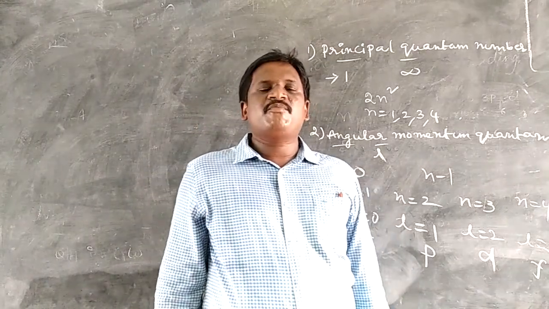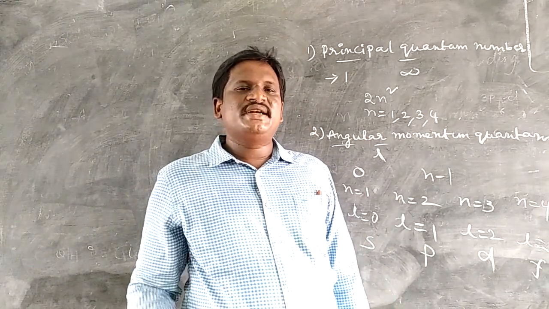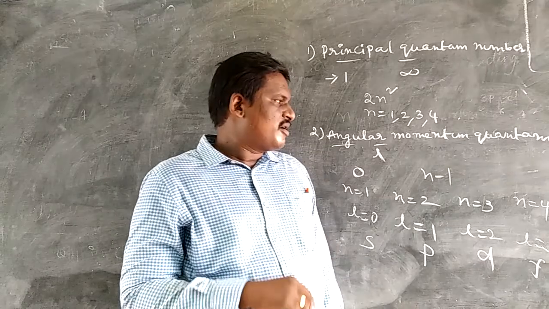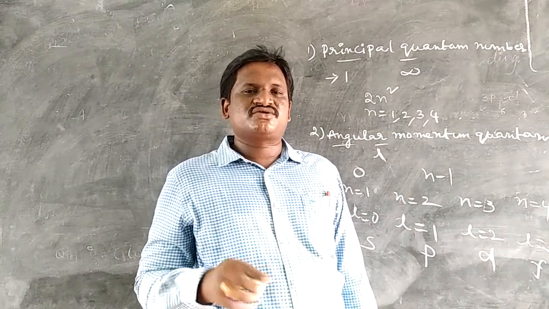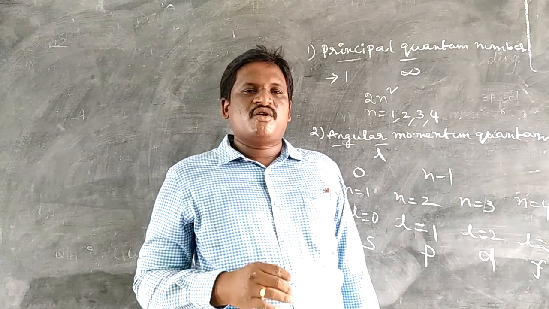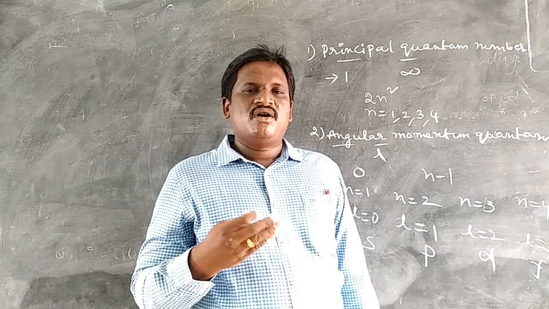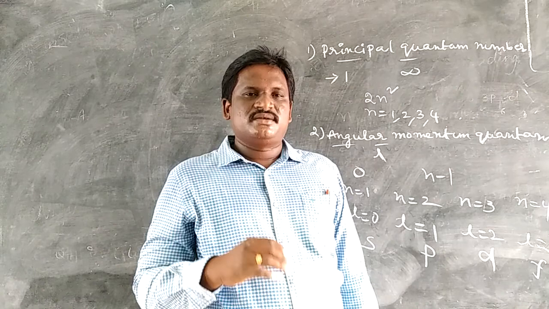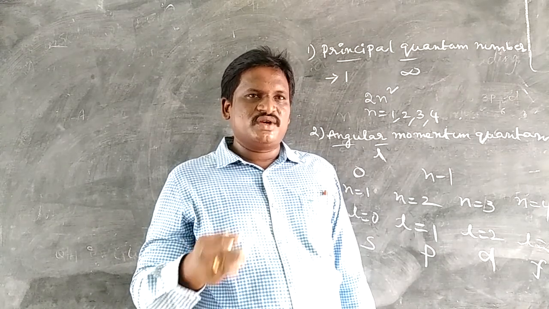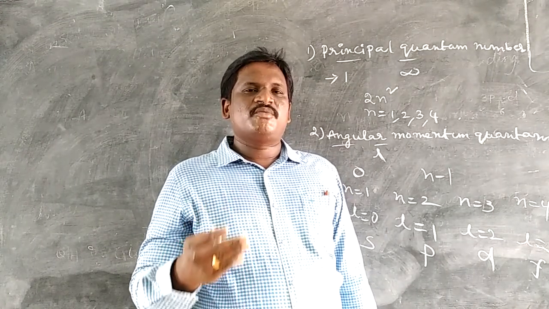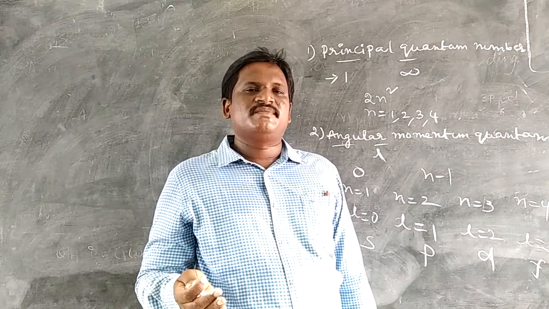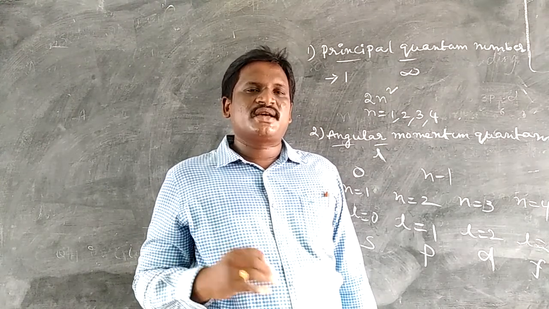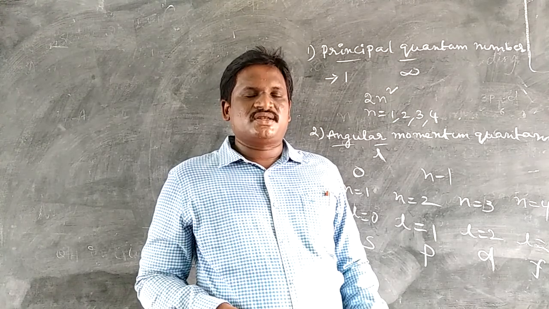The maximum number of electrons that can be accommodated in any subshell is given by the formula 4l plus 2, where l equals 0, 1, 2, 3 and so on. The s orbital can accommodate 2 electrons, the p orbital can accommodate 6 electrons, the d orbital can accommodate 10 electrons, and the f orbital can accommodate 14 electrons.